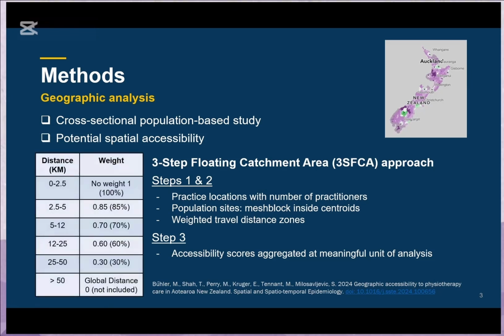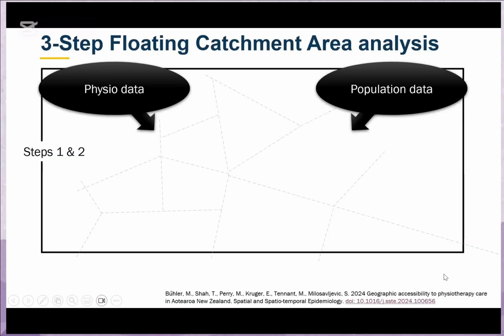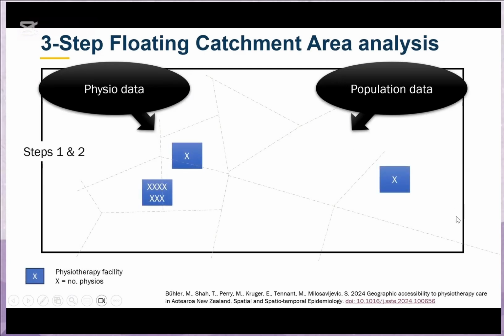So these distance weightings were informed by a range of data from primary care and other health services, mainly outside of New Zealand, and also from New Zealand work travel behaviours. We estimated that those living within a 2.5 kilometre radius had 100% opportunity to access care on a distance barrier basis, with diminishing opportunity through to a 50-kilometre outer catchment zone. In the third step, then we aggregate findings from the mesh block level up to a more meaningful unit of analysis.